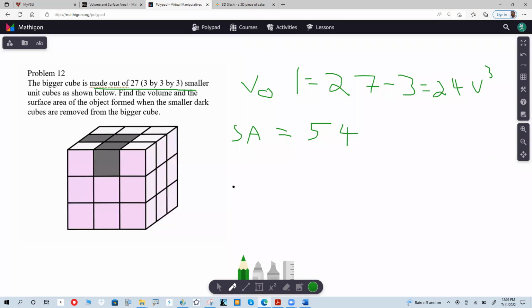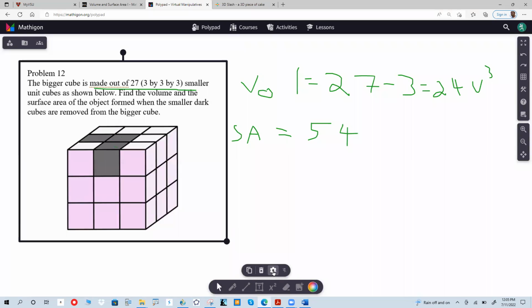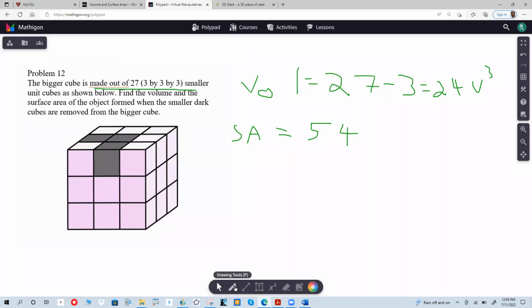Okay, I'm going to show you in the visual 3D in a second, but let's say we don't have it. How many faces am I going to lose when I remove the 3 gray cubes? 1, 2. Well, let me do it nicely. 1, 2, 3, 4, and there's 1, 5. So I'm going to lose 5.